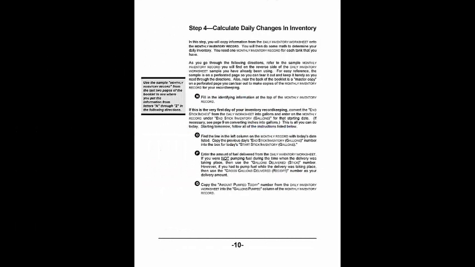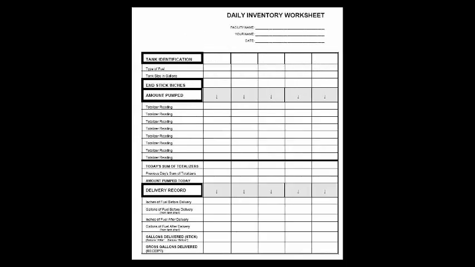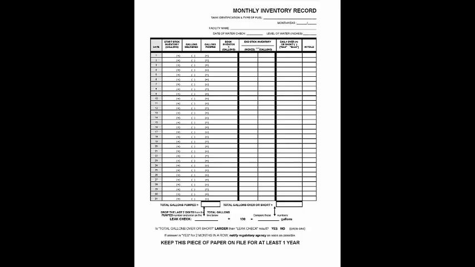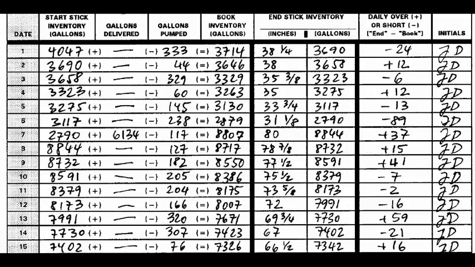Calculate changes in inventory. In this step of the inventory control, you must copy the measurements recorded onto the daily inventory worksheet to the monthly inventory record. To come up with the changes in inventory, owners and operators have to make calculations based on the data from the monthly inventory record. At the end of each month, owners and operators must calculate changes in monthly inventory to determine if there are differences between stick inventory and book inventory. Differences between these two will tell you that you have a possible leak in your UST.